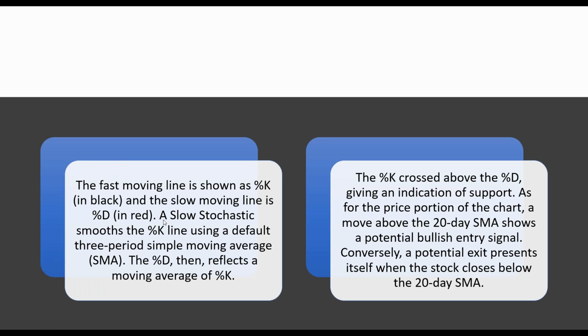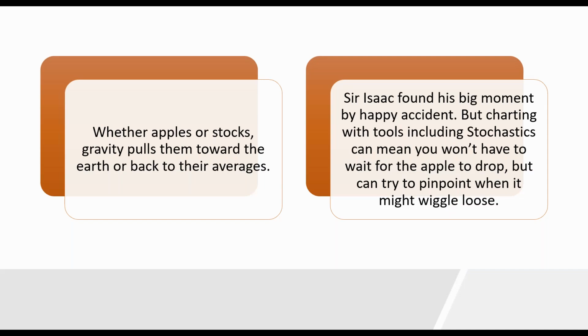So a slow stochastic smooths the percent K line using a default 3-period simple moving average. The percent D then reflects a moving average of the percent K. So the percent K is, in this case, a 3-period moving average, and the percent D is a moving average of the percent K. And when the percent K crosses above the percent D, it gives an indication of support. So what we're looking at is for the two different lines, the faster and the slower stochastics, to cross each other.